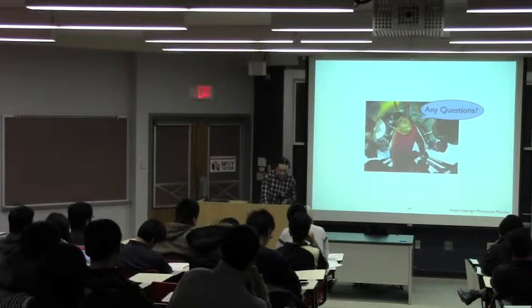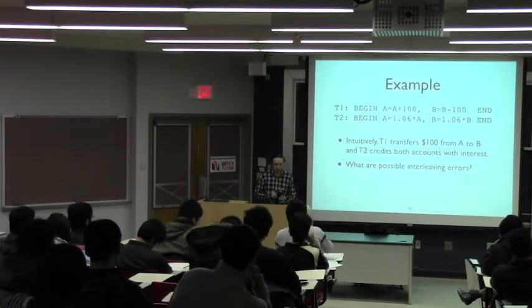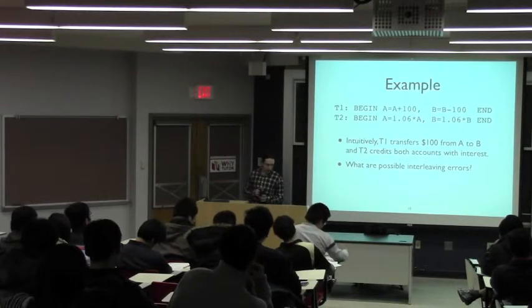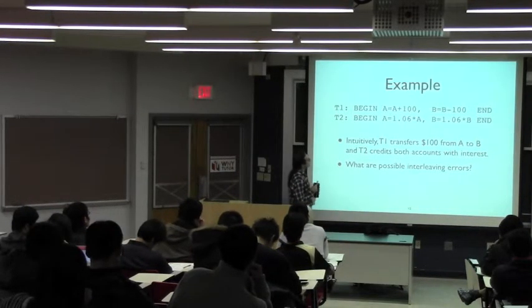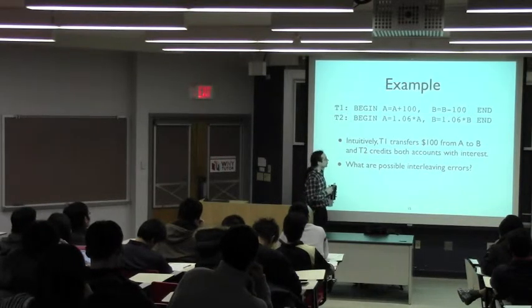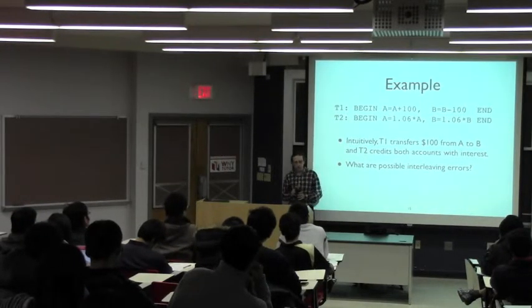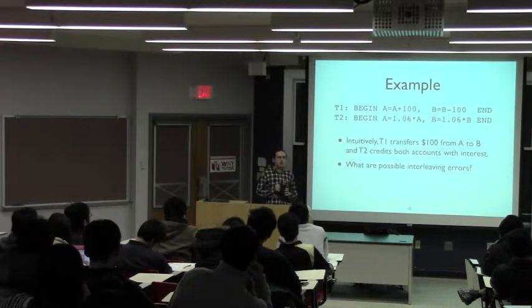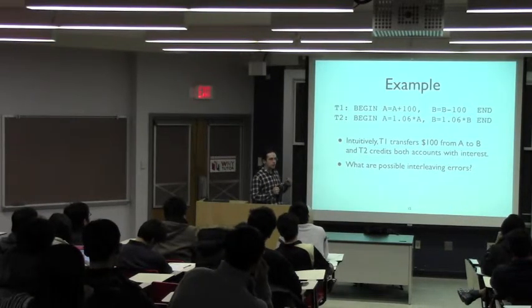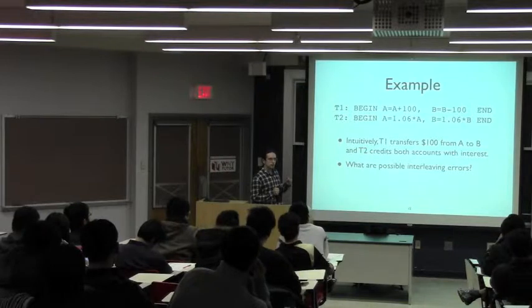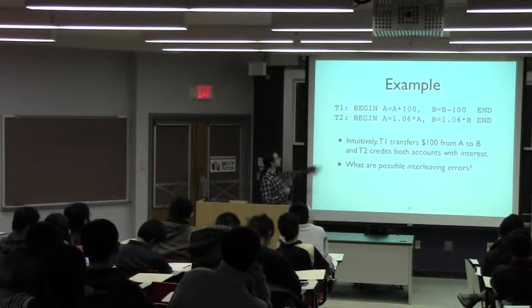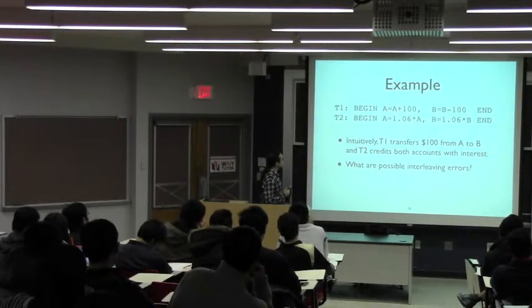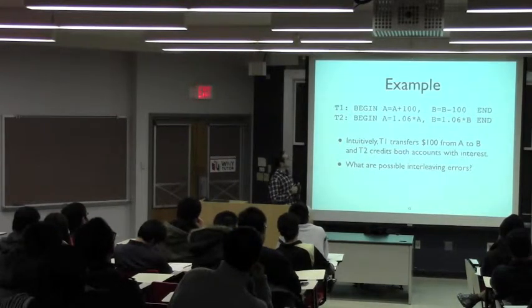Okay. So let me move on to that example. I have a pair of transactions here, and each transaction has two operations. So loosely speaking, what is the first transaction, T1, doing? Moving money from B to A, or moving something from B to A, let's call it money. All right, transaction two.